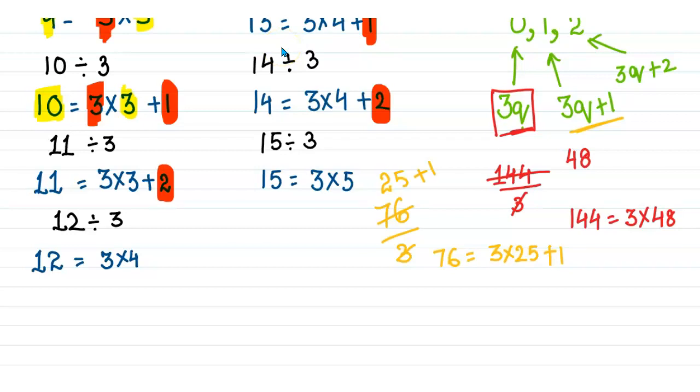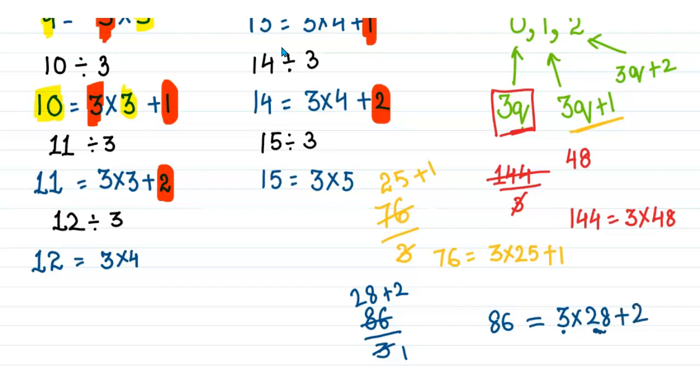Let's take 86 and divide it by 3. Again, 3 times 2 is 6, so 2 will be left, and 8 plus 2 will be the remainder. So the number 86 falls into the third category, where 3 times 28, 3 is the divisor, 28 is the quotient and 2 is the remainder.